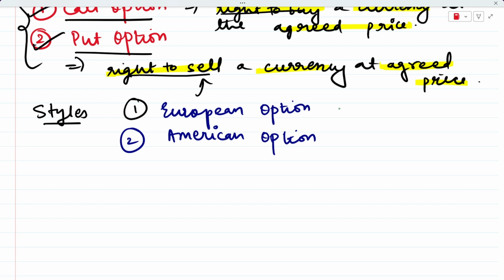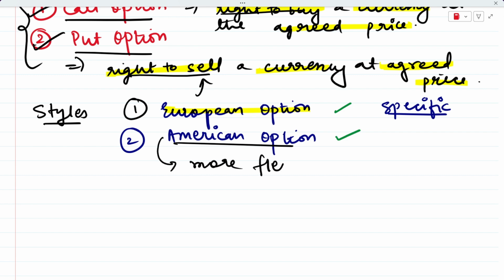So these two styles of options that we have are European option and American option. Under the European style of option, you can only exercise it on the specific stated date. But under the American style of option, you can exercise it anytime before the stated date. So this is basically more flexible because you can exercise it on any given date. So this American option is more flexible for us.